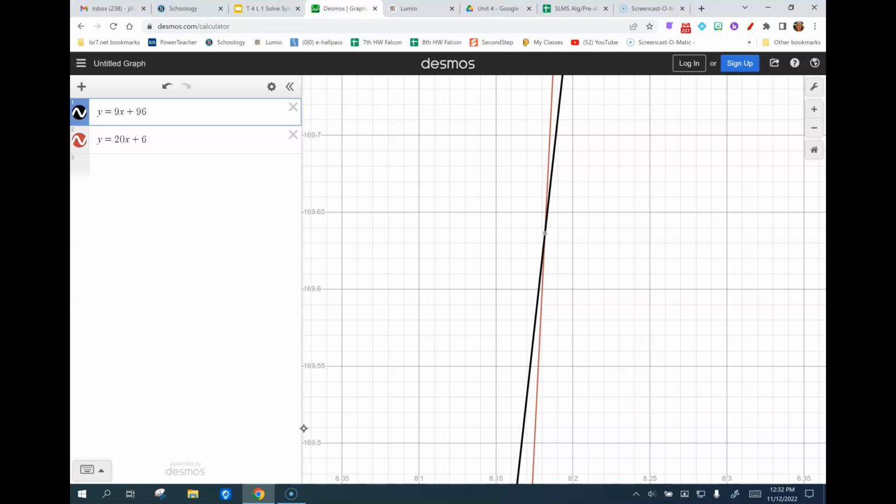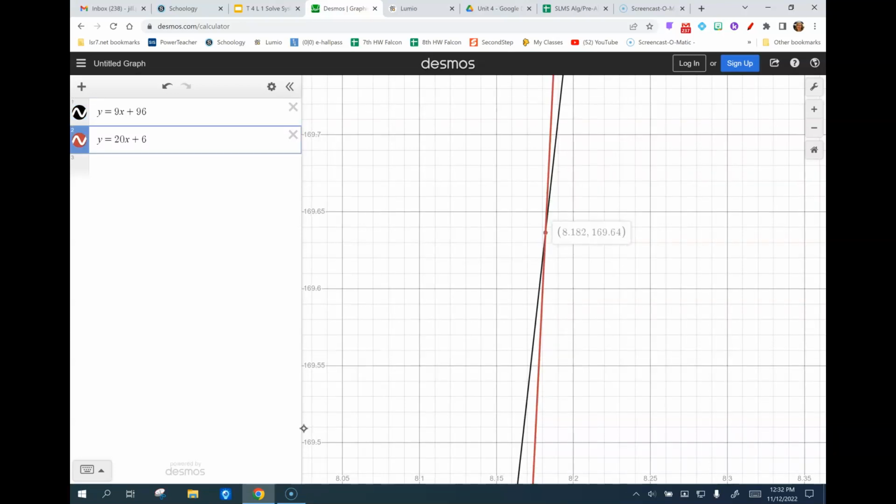Right about there. And see, when I touch it, it gives me an ordered pair. Now, let's look at that ordered pair. Can I read 169.64 pages? Nope. So what that's saying is that after they've been reading for 8 days, because that's the number of pages I would take 8 times either 20 or 9. That's when they intersect, at 8 days.